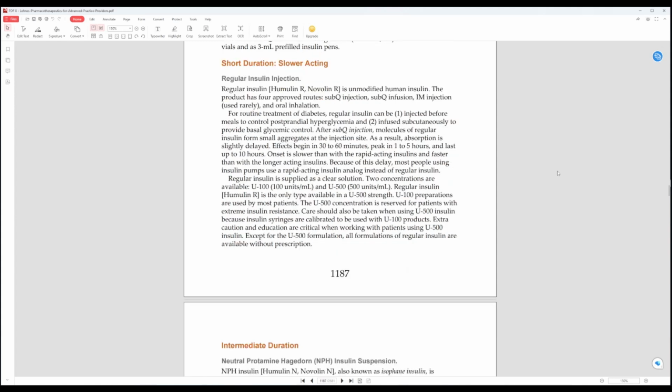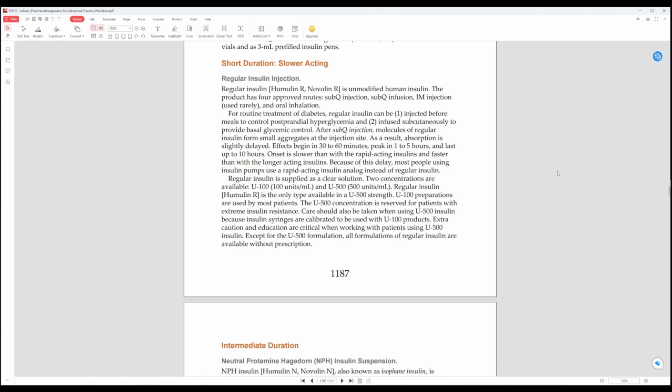So that takes us to the short duration or slower acting insulins. That is our regular insulin, also known as Humulin R or Novolin R, which are unmodified human insulin. The product has 4 approved routes: subcutaneous, sub-Q infusions, IM injection, though rare, and oral inhalation. For routine treatment of diabetes, regular insulin can be injected before meals to control postprandial hyperglycemia and infused subcutaneously to provide basal glycemic control.